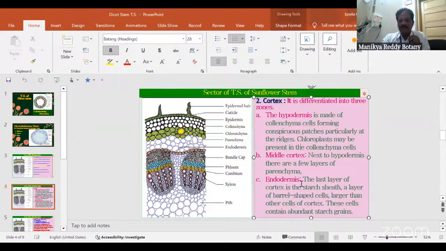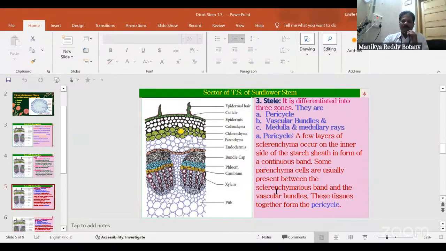This is the innermost layer of the cortex. Generally, the other name of endodermis in the primary dicot stem is starch sheath, since it encloses starch grains. Many starch grains will be present in the endodermal cells. The cells are barrel-shaped, closely packed without intercellular spaces. This is the last layer, like a sheath around the stele. That's why it is called starch sheath, since it contains starch grains. This is about cortex. Next, let us see the stele.